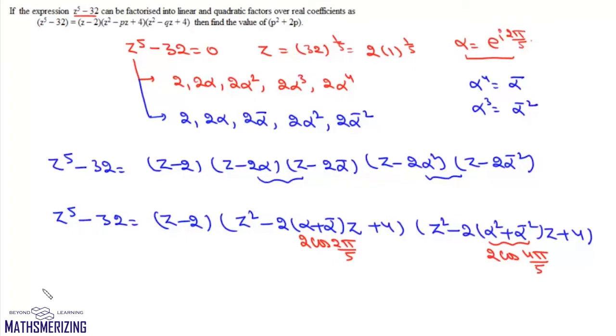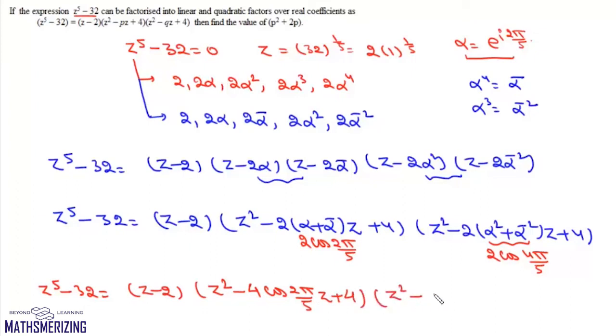So now we can write z to the power 5 minus 32 as (z minus 2)(z square minus 4 cos 2 pi by 5 z plus 4)(z square minus 4 cos 4 pi by 5 z plus 4). Now we compare, and we get p as 4 cos 2 pi by 5.